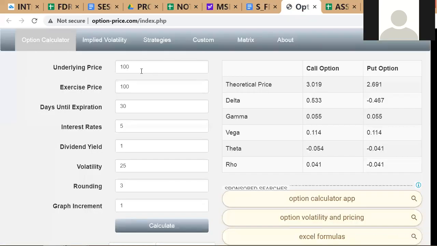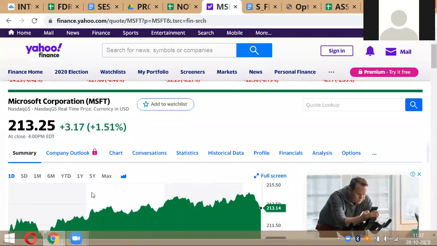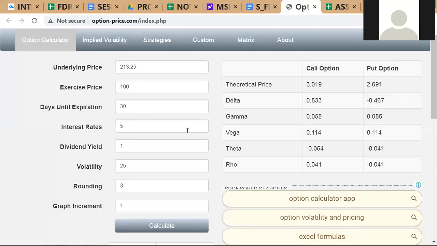So if we have 213.25, we can put it here. All right, so this is where it will go. And so this is the current price of the underlying. What you put in here is the current price of the underlying. This is where you put the current price of the underlying.